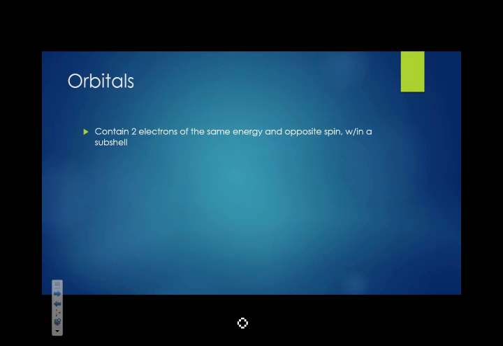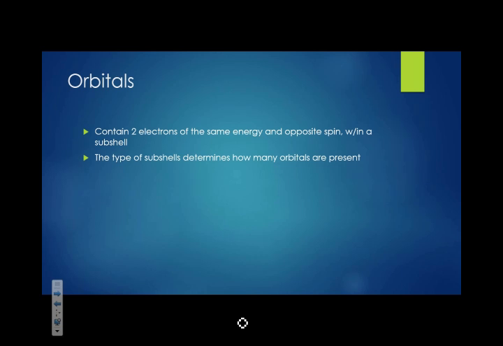So let's talk a little bit more about orbitals. Like I said, they can contain 2 electrons. Those electrons are at the same energy and they have opposite spin. Spin is a quantum mechanical property. We won't talk a whole lot about it other than to say that it allows us to distinguish between electrons in a particular orbital.